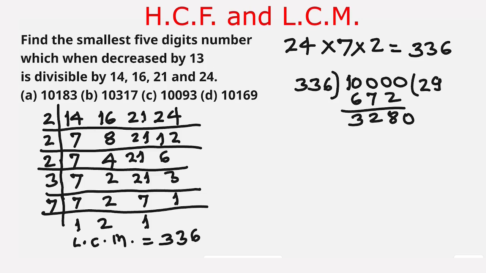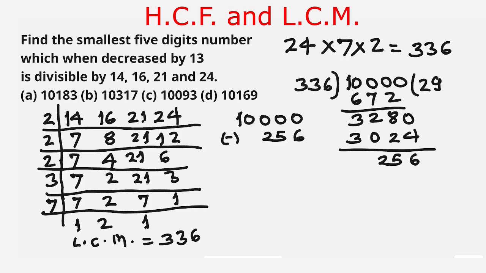9 times 336 is 3024. On subtracting 3024 from 3280, we get 256. We subtract 256 from 10,000 and we add 336, and we also add 13 to get our answer.